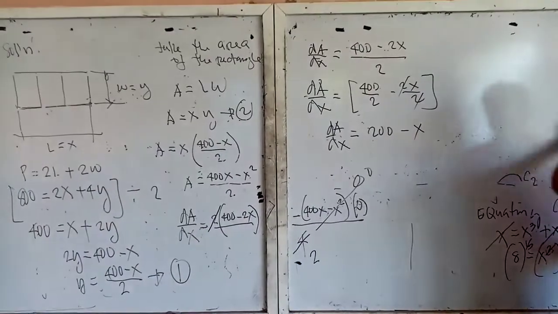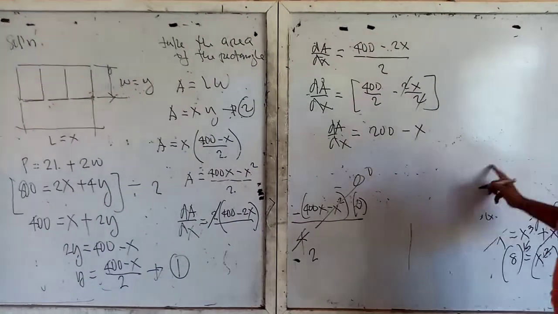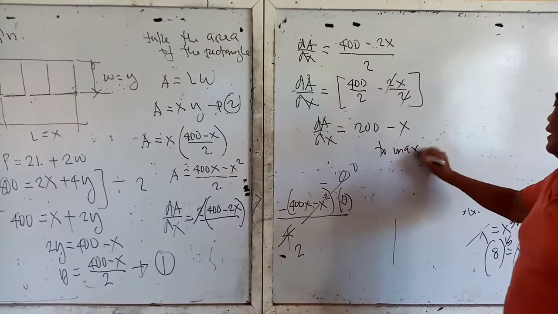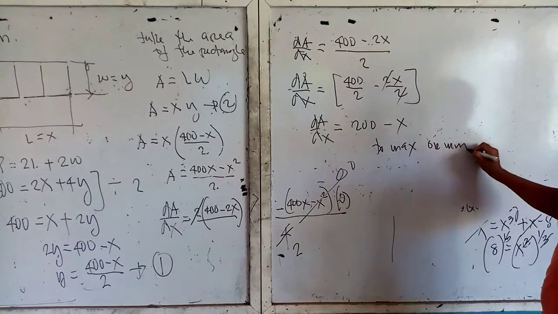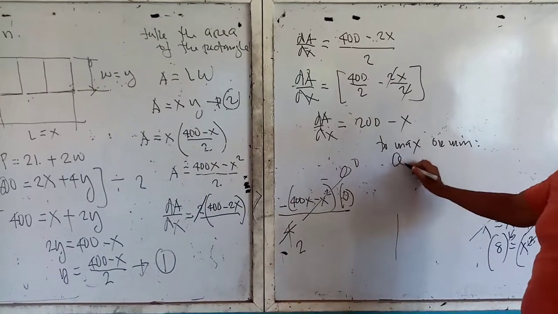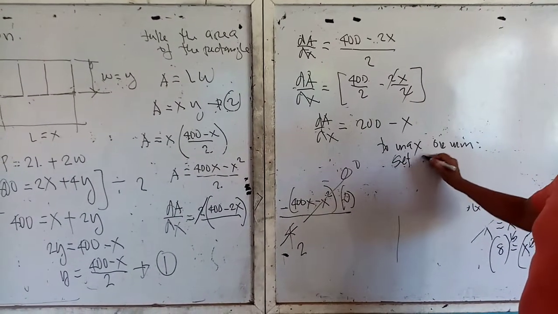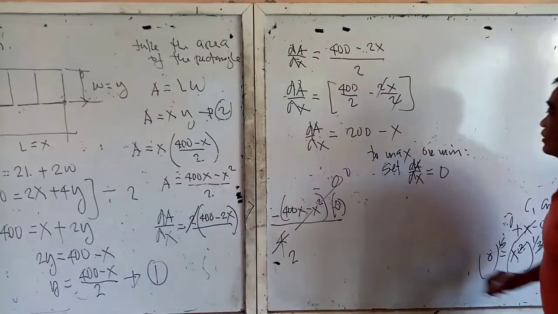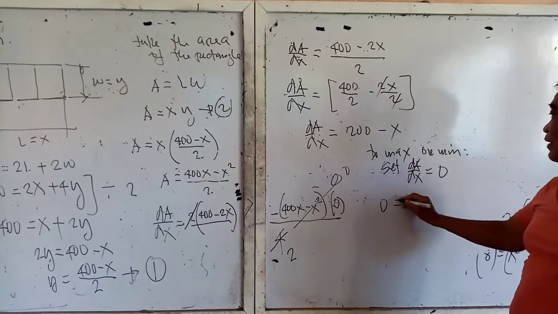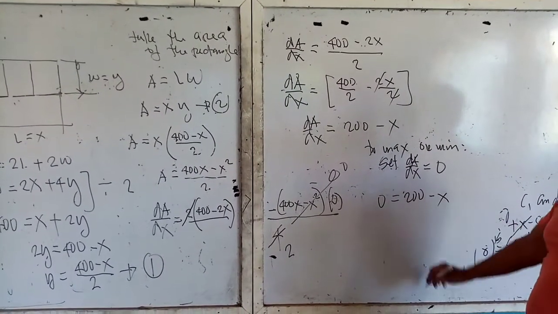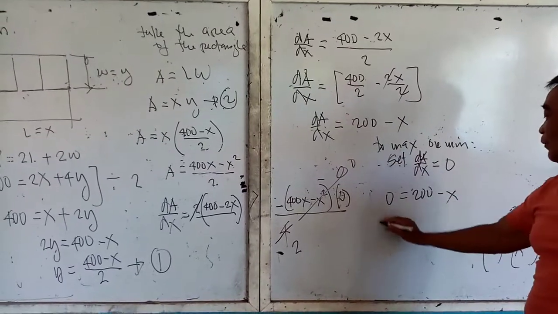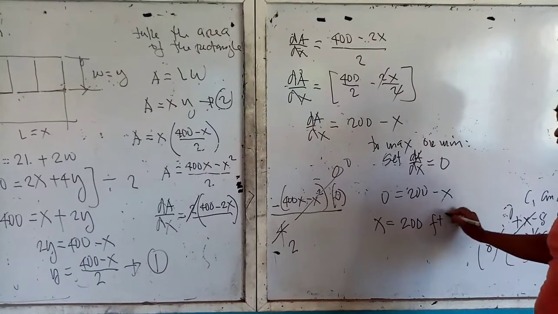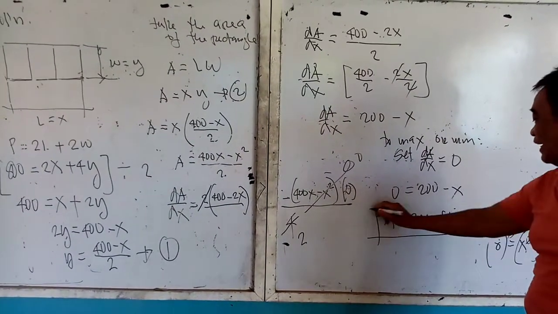Okay, alright, now according to calculus, to maximize or to minimize the problem, you set dA divided by dx equal to 0, right? So if that is 0, then 0 is equal to 200 minus x. So we transpose, where x now will be equal to 200 feet. That would be the length of the rectangle.